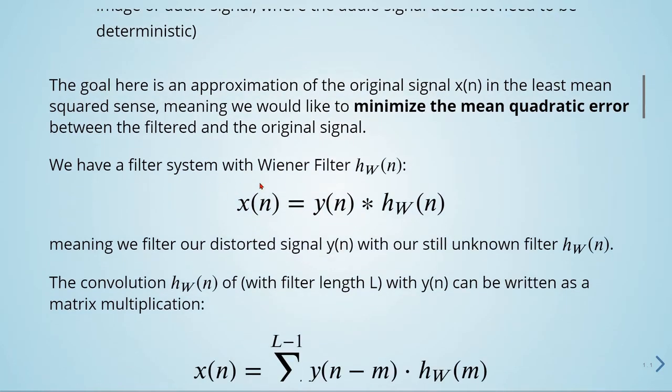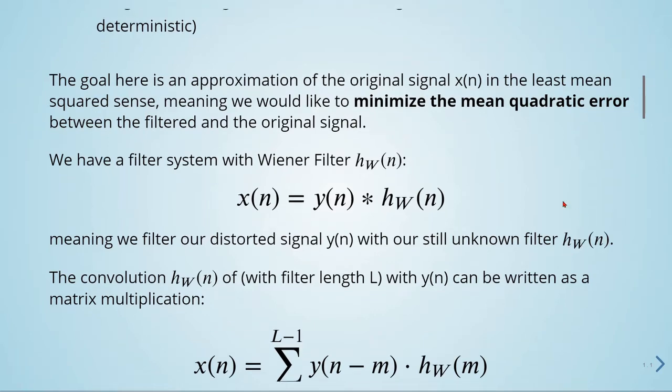So if we have a filter system with Wiener filter h_W, we have here x[n] equal to y[n] convolved with h_W. This is our Wiener filter, this is our distorted signal, and this is what we want to get back as our original signal, or an approximation of it, meaning that we filter our distorted signal y with our still unknown filter h_W[n].